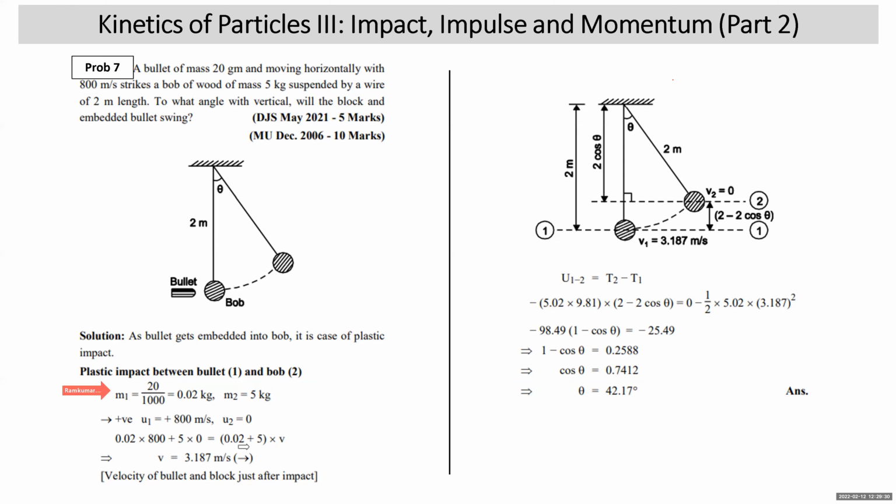so V is equal to (M1 plus M2), 0.02 plus 2. V is 3.187 meter per second. V is the velocity of the bullet and the bob just after impact. Now we'll apply work energy principle.